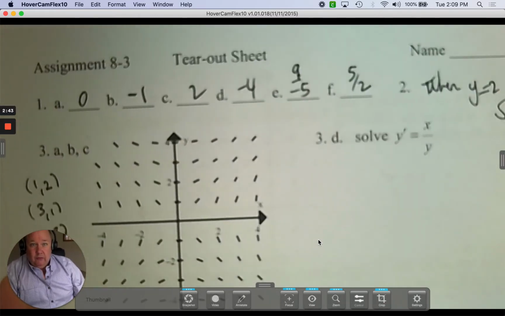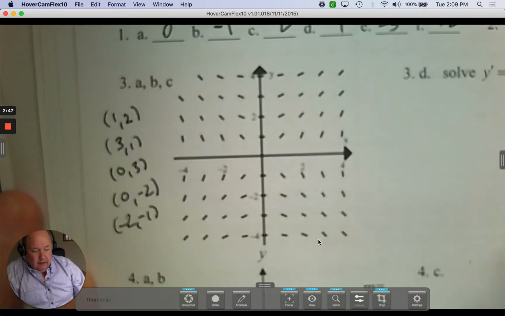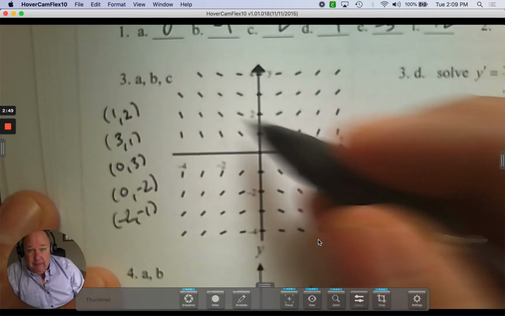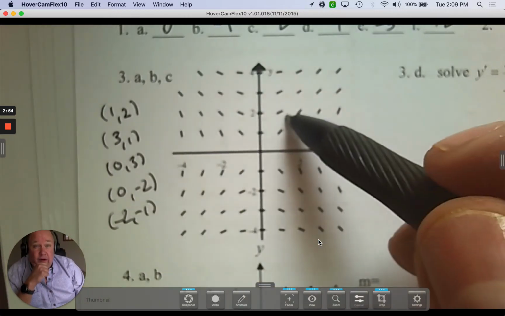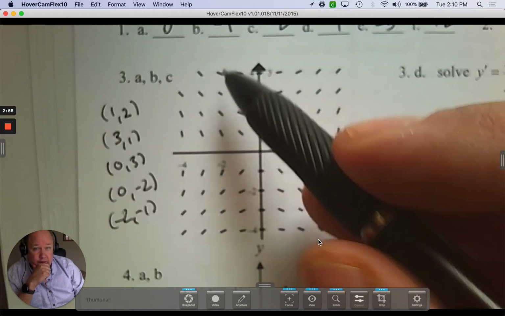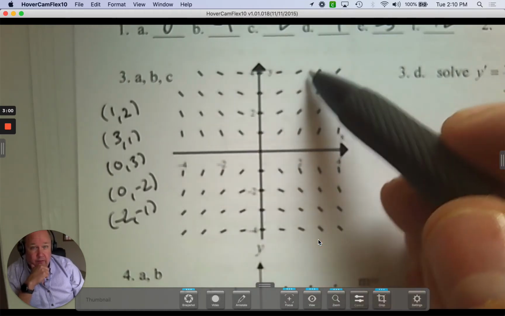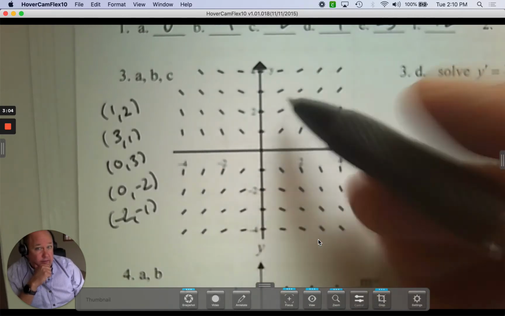By the way, here it is, right? The answer for 1 is that when y equals 2, the slopes are undefined. Simple. All right, so I want to draw the picture of the function through these points by following the slopes. Think of this like a river, and you're just floating along, and the direction the current takes you is how you draw it. It just takes some time.